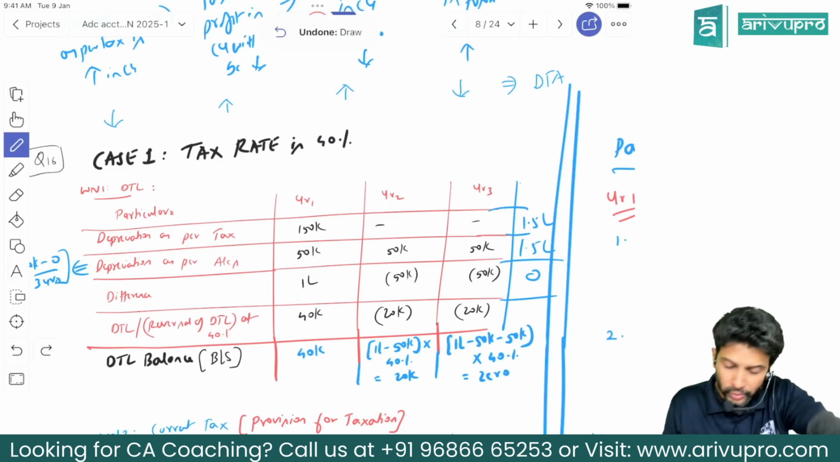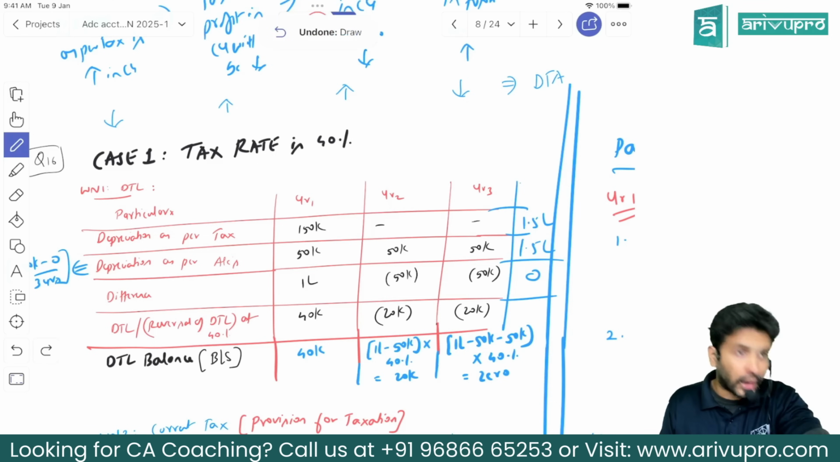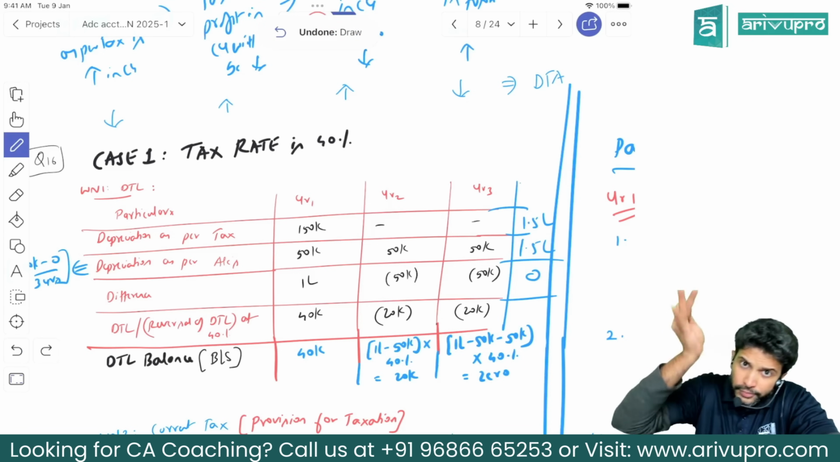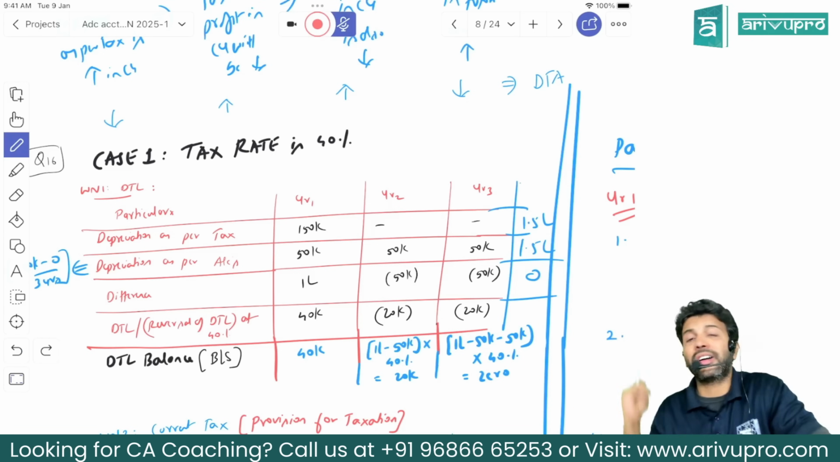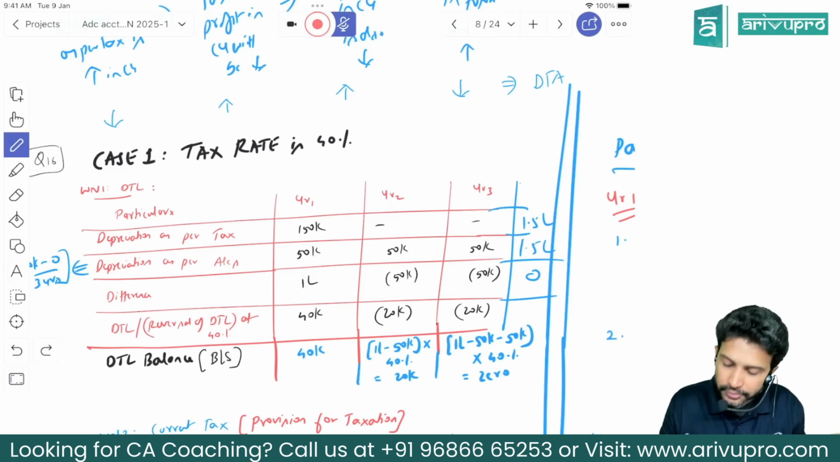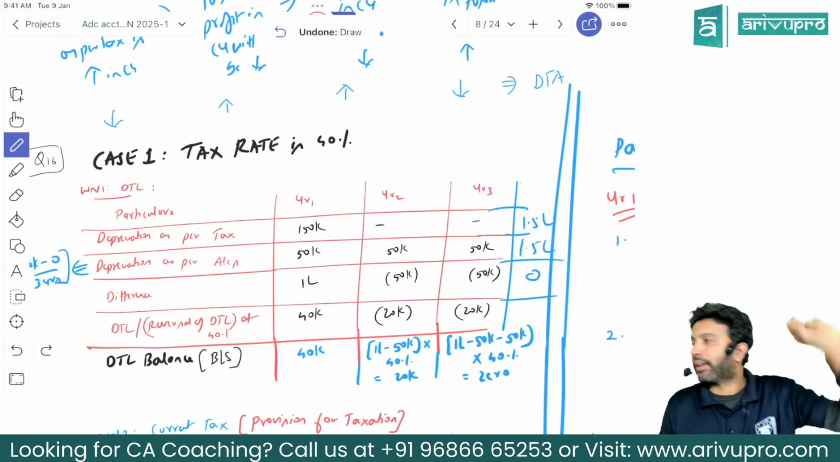Everyone is getting this point? Pay attention to this one only. How much was the total difference? 1 lakh. In that, how much has got reversed in second year? 50,000. In 1 lakh, 50,000 has got reversed, so how much difference still is there? 50,000. How did I get that 50,000? 1 lakh minus 50,000. Yes, sir.